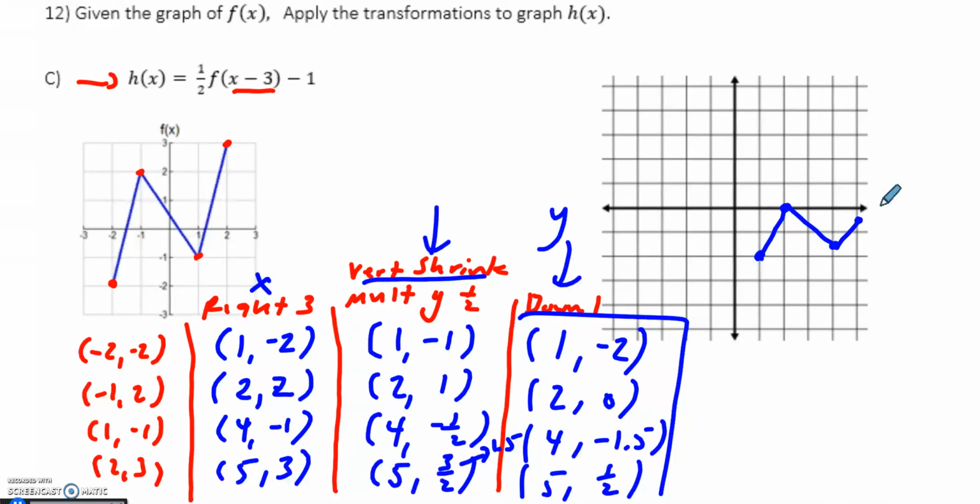So my graph looks like it was shifted to the right 3. It was shifted a little bit down, but also there was a vertical shrink. So the graph looked taller originally, and it was shrunk down, which makes sense with this vocabulary.